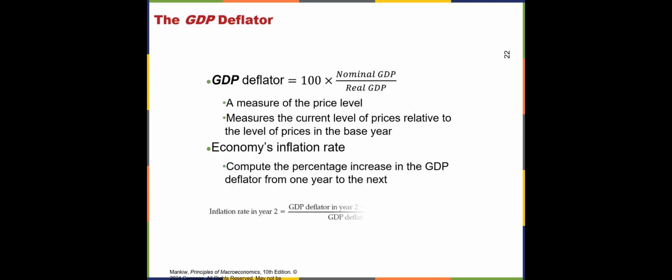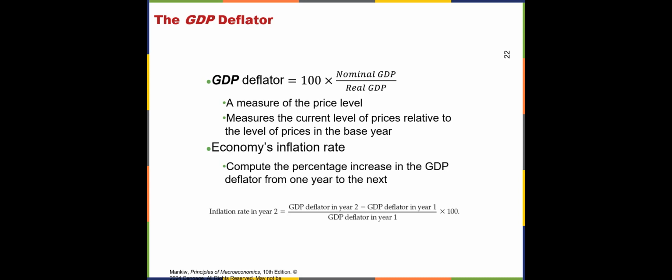Another important statistic that you need to know is the GDP deflator. GDP deflator is nominal GDP divided by real GDP times 100. So why do we use the GDP deflator? The GDP deflator measures the current level of prices relative to the level of prices in the base year. And we use the GDP deflator to calculate the economy's inflation rate.